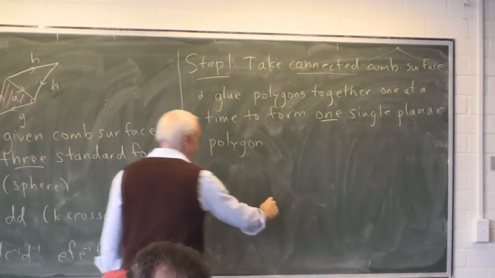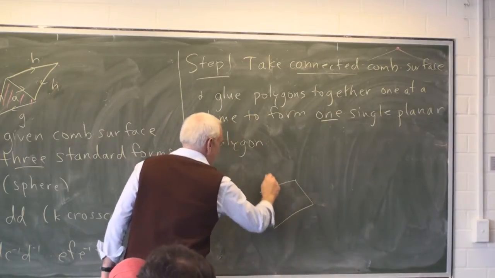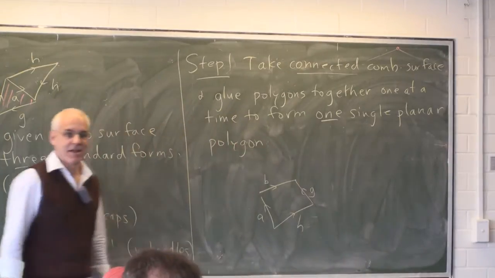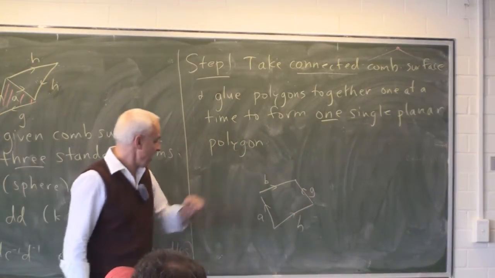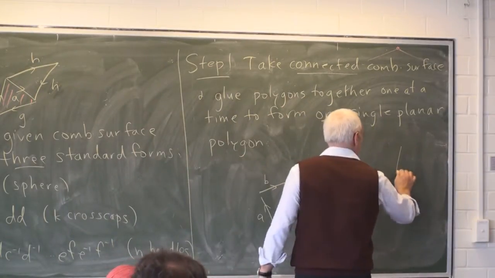So, for example, we start with one of the pieces, and it's labeled A, B, G, H, whatever. And then we choose any one of these free edges, say A, and, well, maybe it's best to look at it this way.